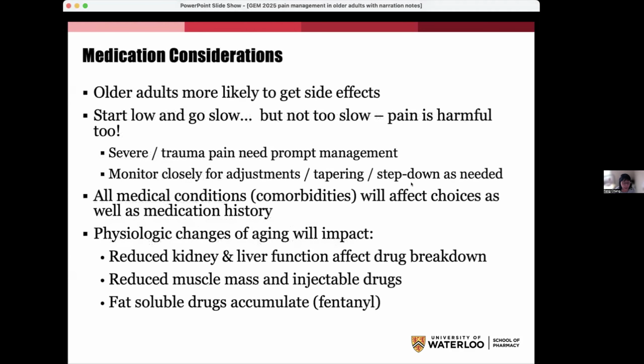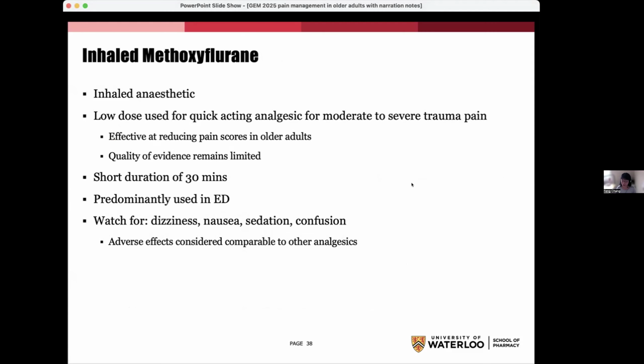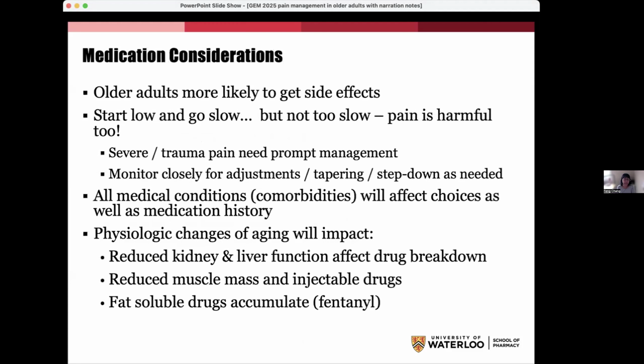Right. So I'll leave these last considerations for you and see if there are any quick questions on the board.